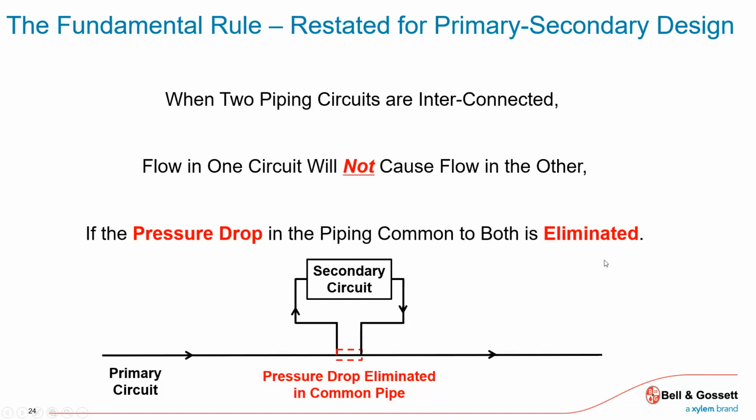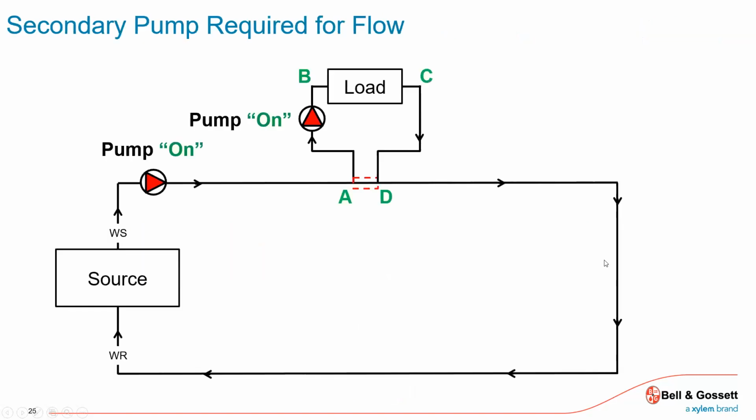If you eliminated that pressure drop, and that's what we're trying to do, we take those T's, supply and return, and get them close together, and we eliminate the pressure drop. When two circuits are interconnected, flow in one will not cause flow in the other, because the pressure drop is now gone. There's no motive force to overcome the piping and frictional resistance at a certain flow rate, so I'll just stay along the main. I've decoupled it, I've hydraulically isolated it.